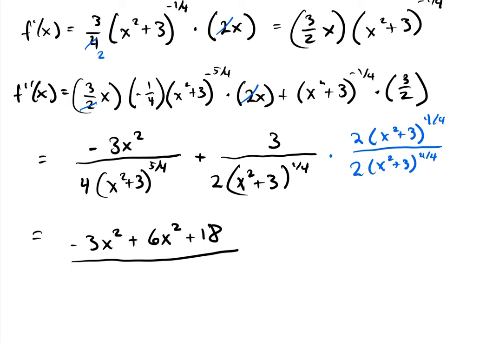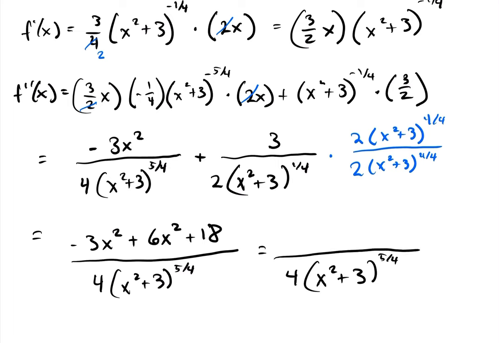On bottom, we have our desired denominator. So we still have this x squared plus 3 to the power of 5 by 4, and the 4 persists. And then 6x squared minus 3x squared is exactly what we want, right? And on top, we have our 3x squared plus 18.